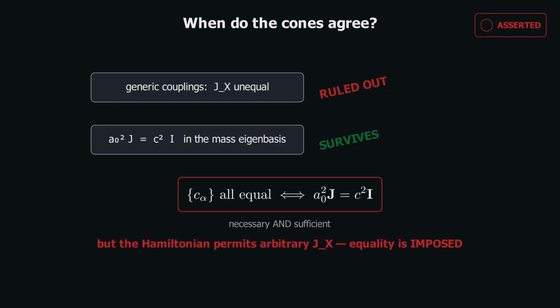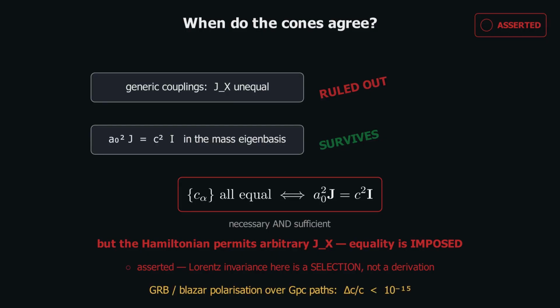Now the honest part. The substrate Hamiltonian permits arbitrary channel stiffnesses. Equality is a condition imposed on the couplings, not a consequence of them. So in this theory, Lorentz invariance is a selection, not a derivation, tagged asserted, and it stays asserted until somebody finds a symmetry of the composite site that forces it. Meanwhile, the residual splitting is a real, falsifiable signature: gamma-ray burst and blazar polarization over gigaparsec baselines already bound any cone splitting below 1 part in 10 to the 15.